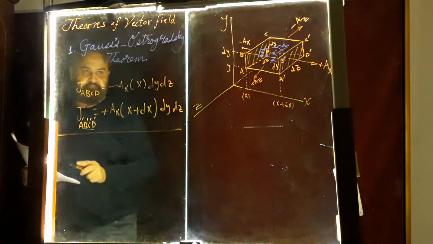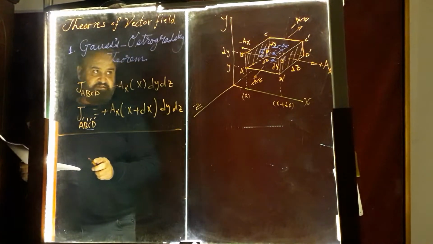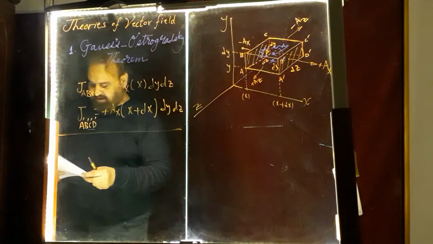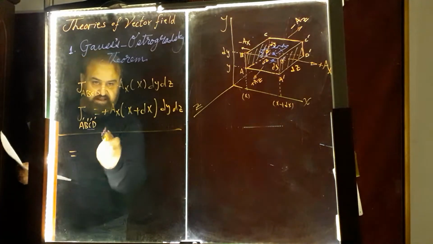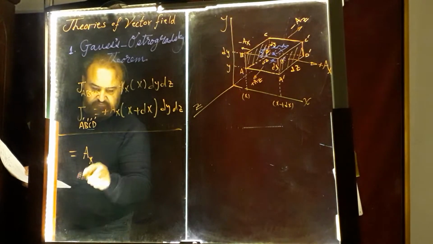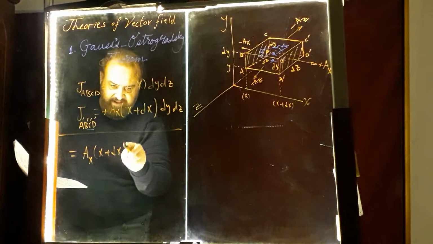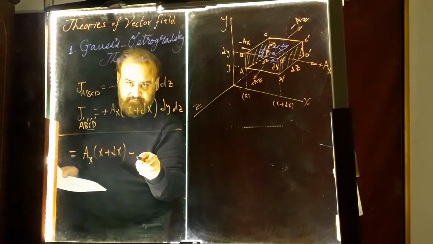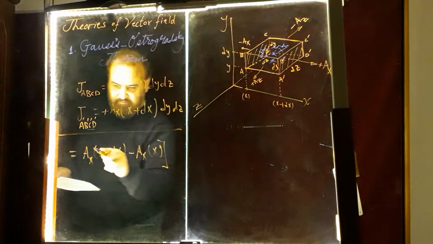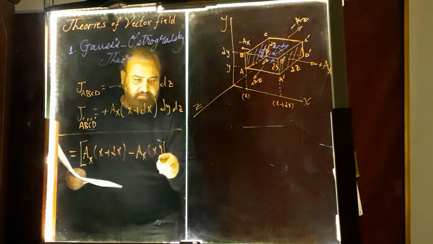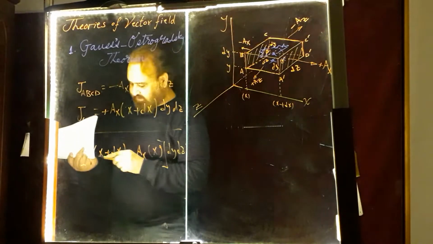By adding the two fluxes of these two sides of the box, we get A sub x of x plus dx minus A sub x of x, all of them times the area dy by dz.